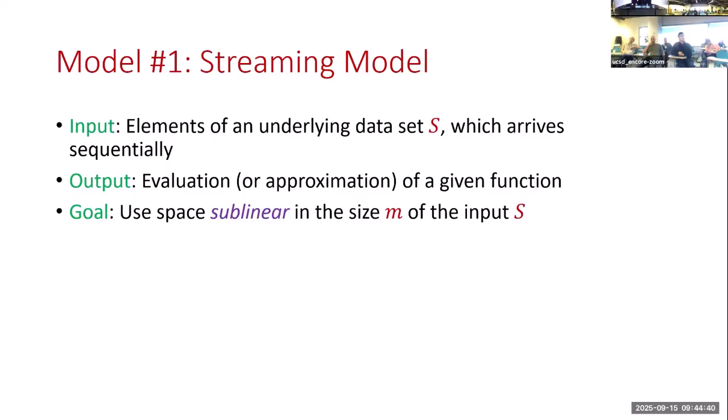Okay, so I'll only talk about the streaming model in this tutorial. I think it might give a good appetizer to the rest of the workshop. In the standard streaming model, we have elements of an underlying data set, and these elements arrive sequentially. The goal, of course, is to evaluate or approximate some given function using space sublinear in the size of the input. Here the input could be either the entire data set, the universe size, or the length of the stream. So you might see a bit, and these bits are zeros and ones, and your task might just be to count the number of ones. Okay, so this is very simple.